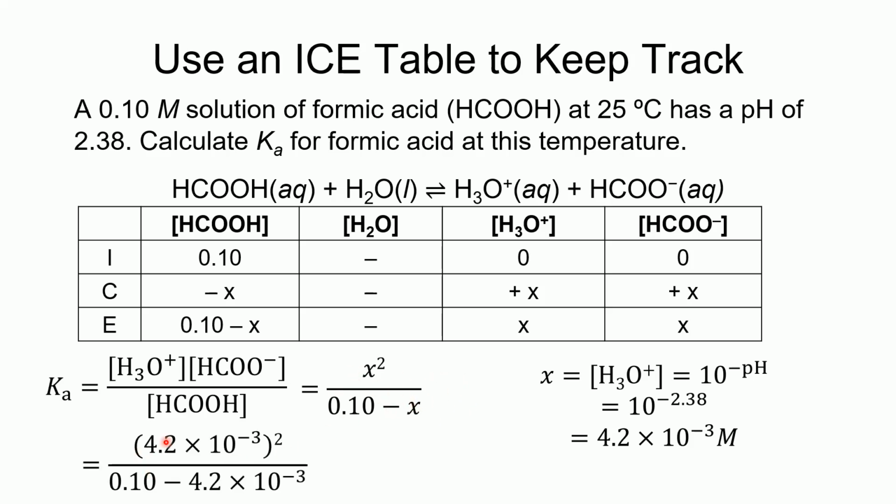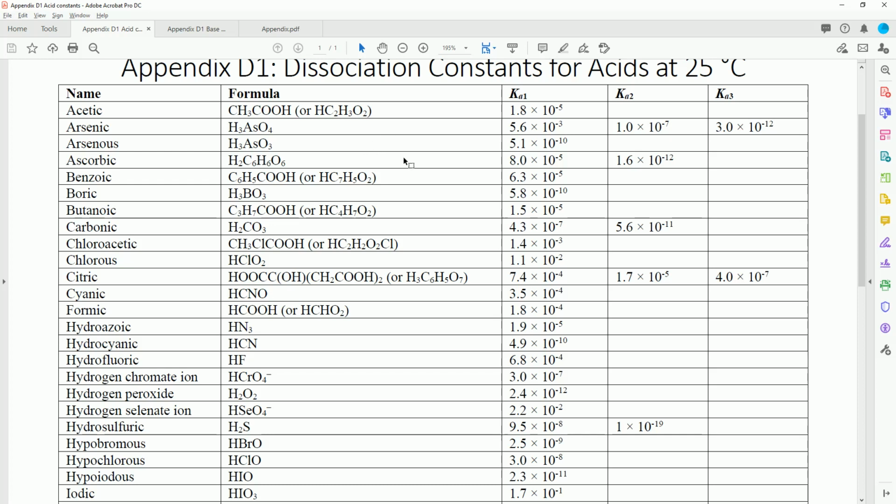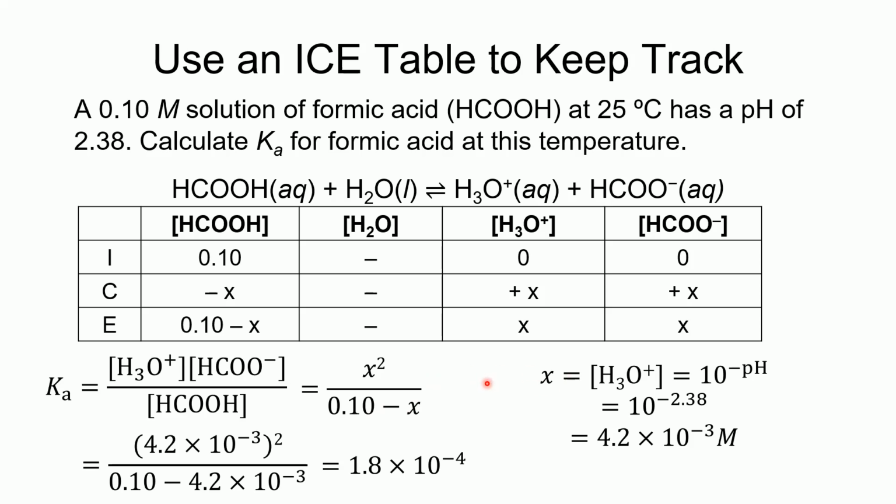When we do that, 4.2 times 10 to the negative 3 squared over 0.10 minus 4.2 times 10 to the negative 3 equals 1.8 times 10 to the negative 4. So now we have calculated Ka for this acid. If you go and look at Appendix D1, which I'm going to do real quick, and we look up formic acid, we'll see that it is indeed 1.8 times 10 to the negative 4. All right, so now we have done that.